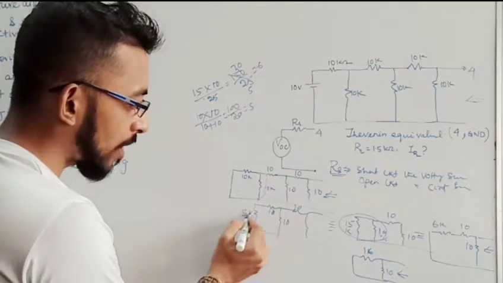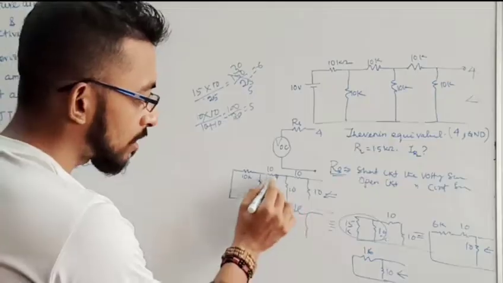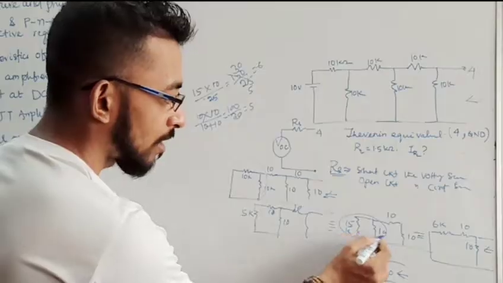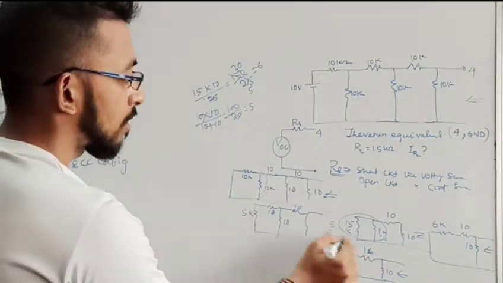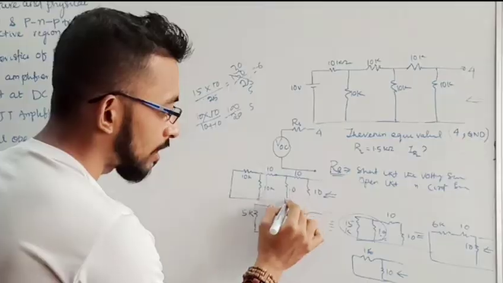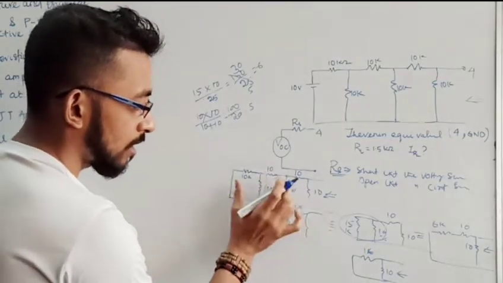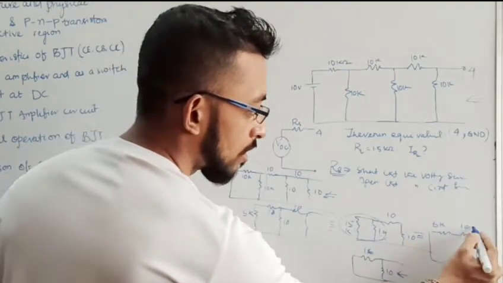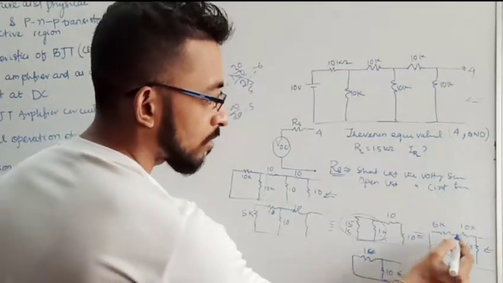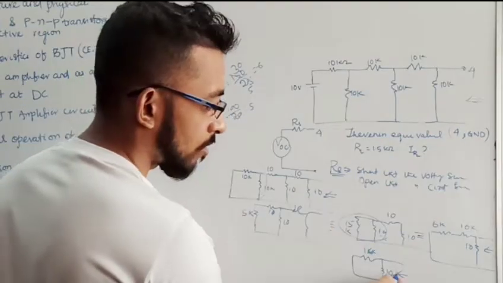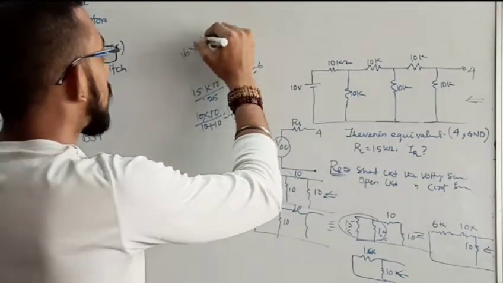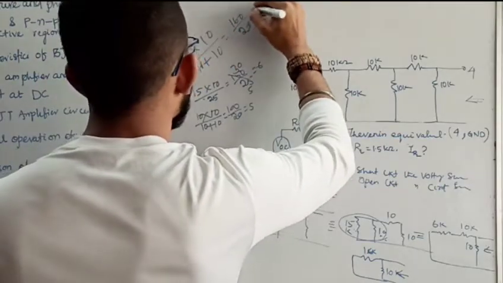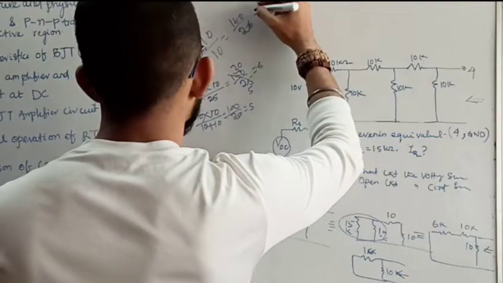Then this 10 and this 5 combined give me 15. Now this whole part is replaced by 15. This 15 and this 10 are in parallel, again 15 into 10 upon 25, which gives me a value of 6. This means that up to this part, these resistors give me a value of 6. Now this 6 kilo ohm is in series with 10 kilo ohm, so it gives me a value of 16. Now the 16 kilo ohm is in parallel with this 10 kilo ohm, so 16 into 10 divided by 16 plus 10, that is 160 upon 26.